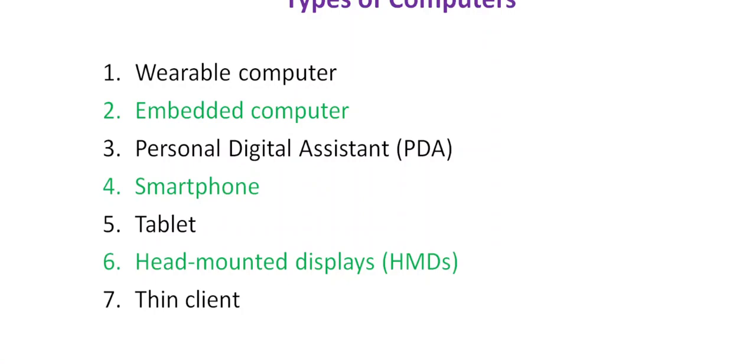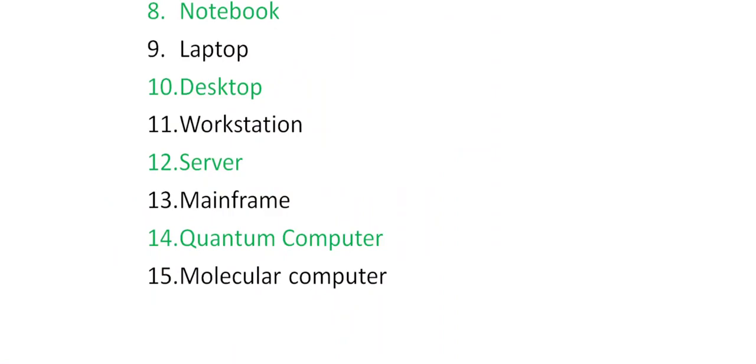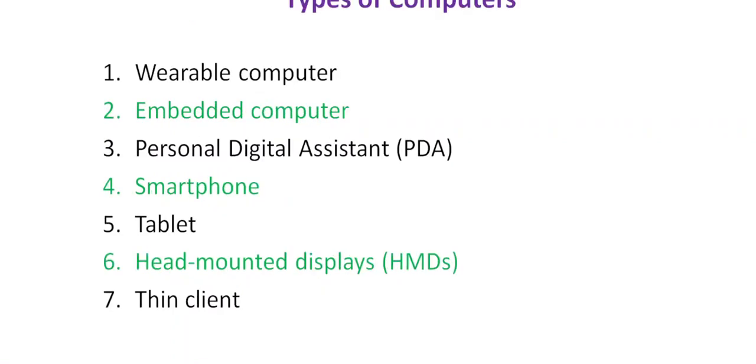So the first ones are wearable computer, embedded computer, personal digital assistant, smartphone, tablet, head mounted displays, thin clients. And then notebook computer, laptop computer, desktop computer, workstation, server, mainframe, quantum computer, molecular computer. If you consider at least the first six, sometimes they may not be considered as a computer, but they have a lot of capability.